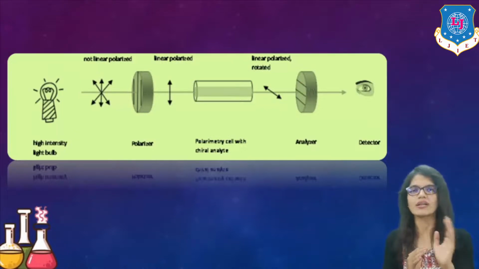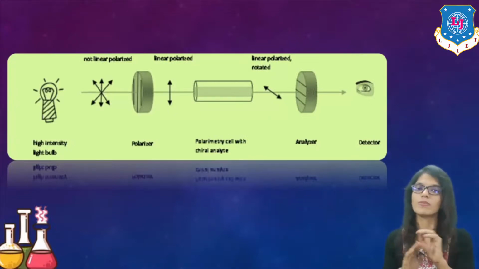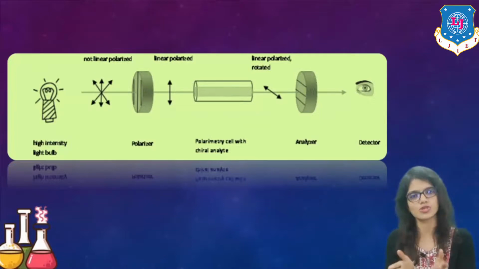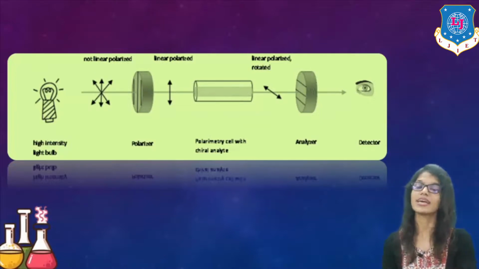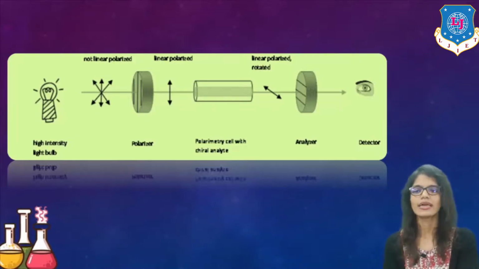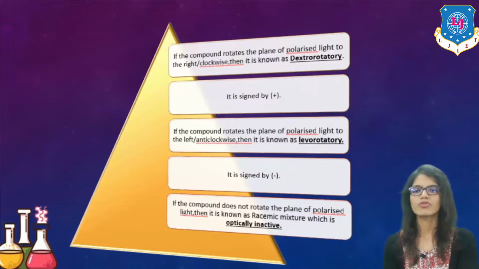That means the angle remains unchanged, so that we can observe through the analyzer whether the plane has changed or not, or what change we have observed. Right? In this manner, we can separate any kind of optical isomers. Right? Here, as we have seen, we have three different forms.